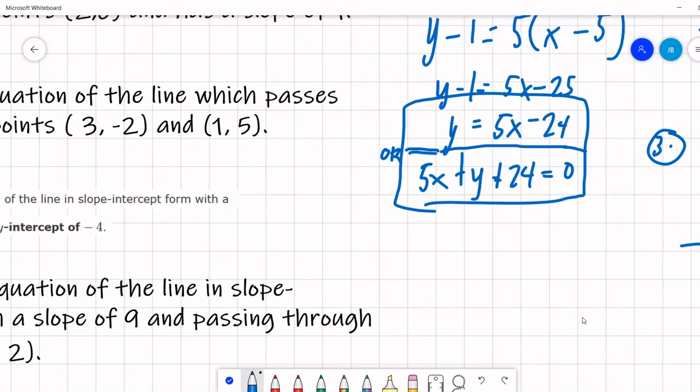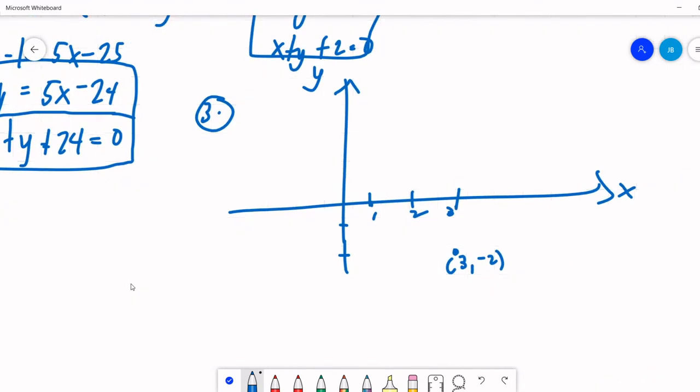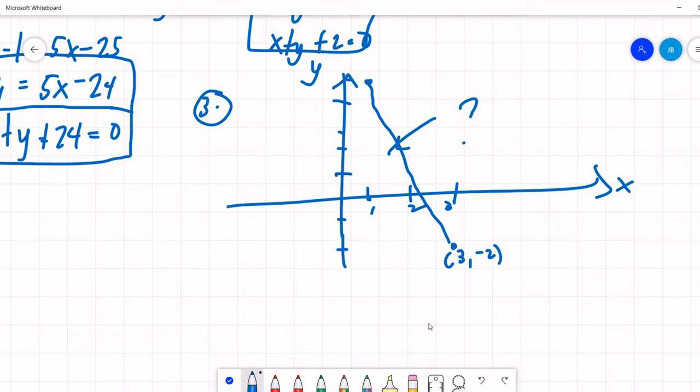And your other point is (1, 5). So, 1 and 5. That's 1, 2, 3, 4, 5. So, somewhere here. So, we are looking for the equation of the line passing through those points. What is this equation?